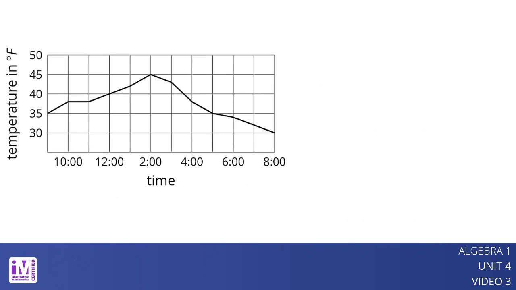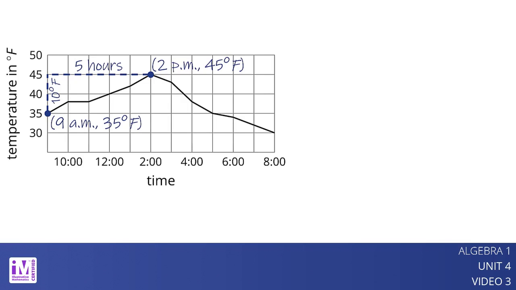Here is a graph of one day's temperature as a function of time. The temperature was 35 degrees Fahrenheit at 9 a.m. and 45 degrees Fahrenheit at 2 p.m., an increase of 10 degrees over 5 hours.